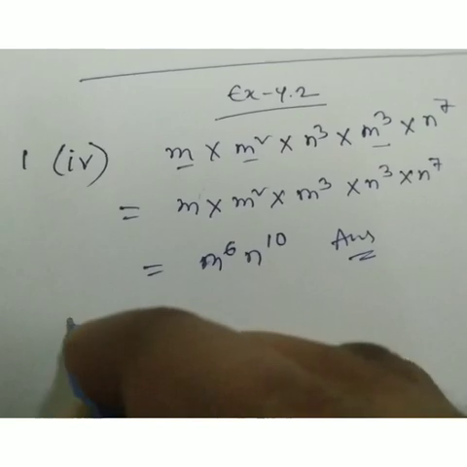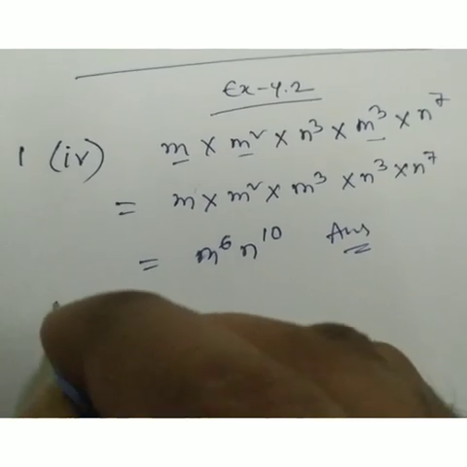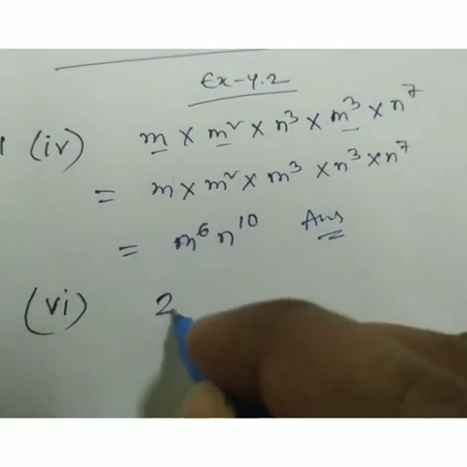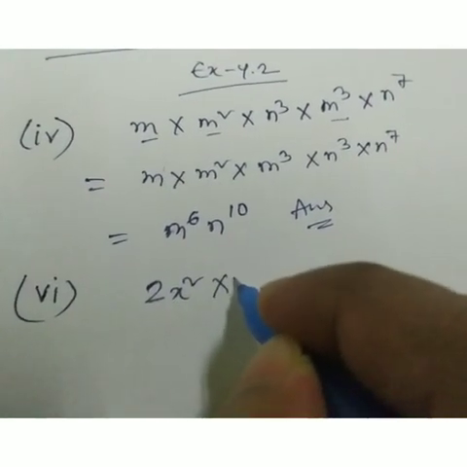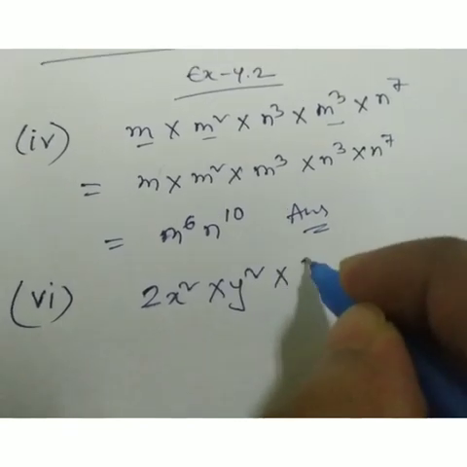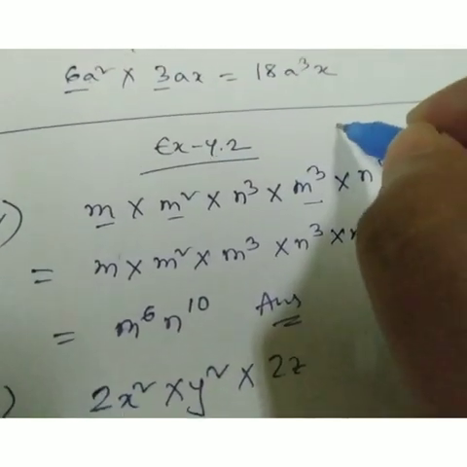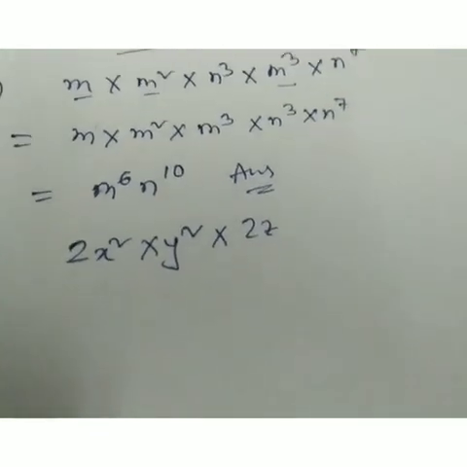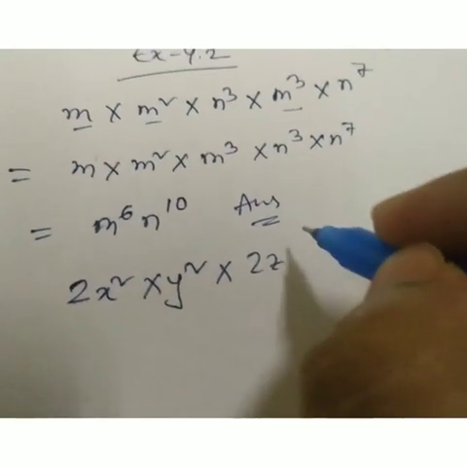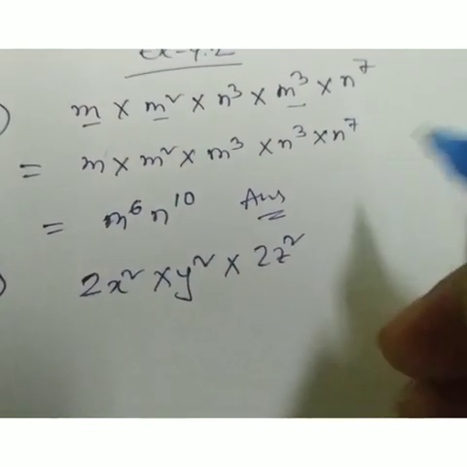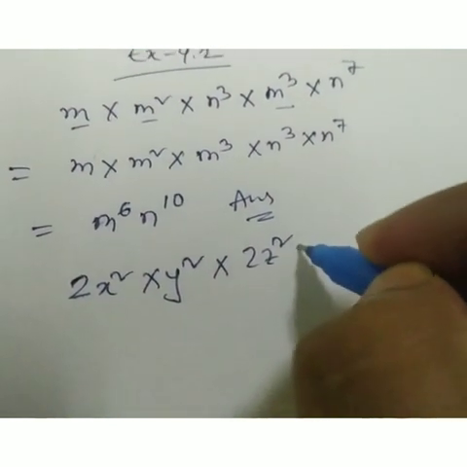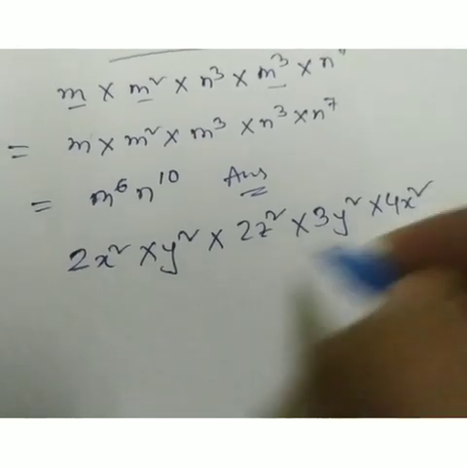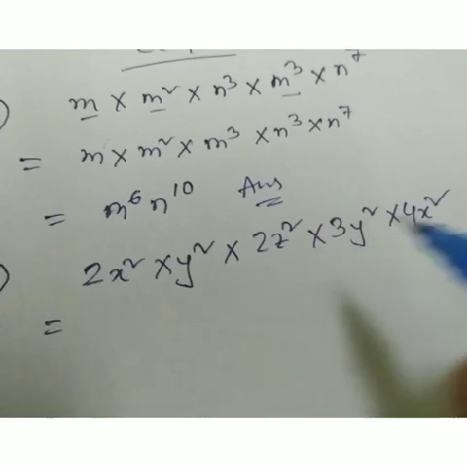Now let's say we have another problem. Let's take number 1, question 6. Actually exercise 4.2 is on page 100. So the question is 2x square into y square into 2z square into 3y square into 4x square. So what do we get?